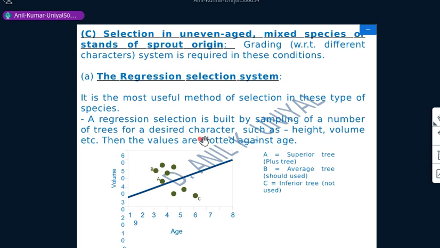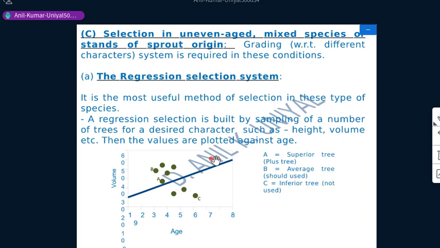Then we have the second major category, that is selection of trees in uneven aged or mixed species, or sometimes stands of sprout origin like forests. The grading with respect to different characters system is required in these conditions. Number one of the systems that could be applied in this type of forest is the regression selection system. It is the most useful method of selection in these types of species or conditions.